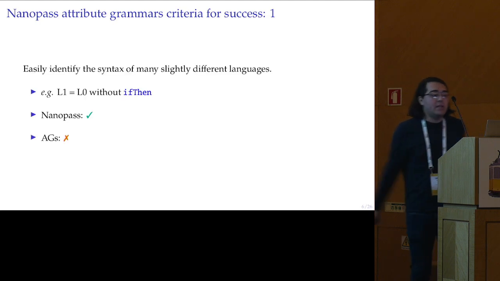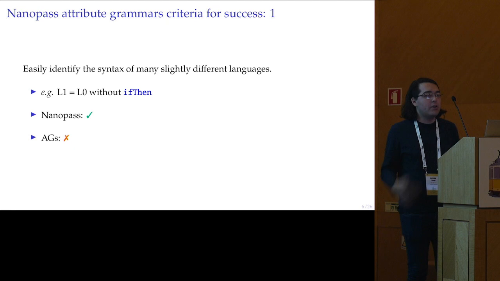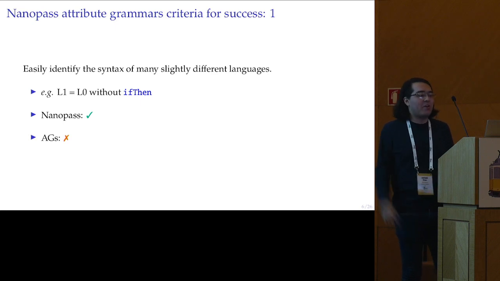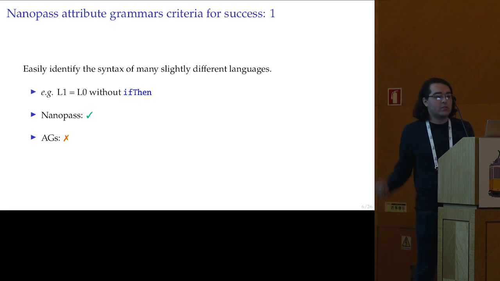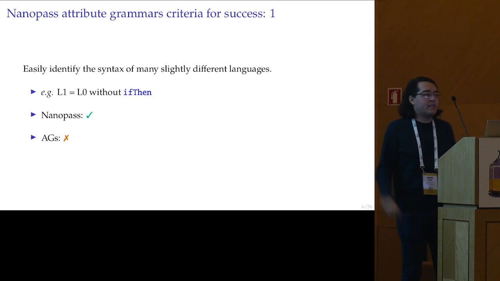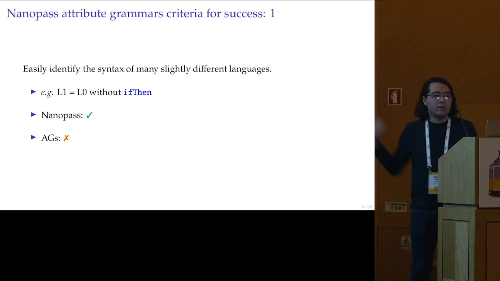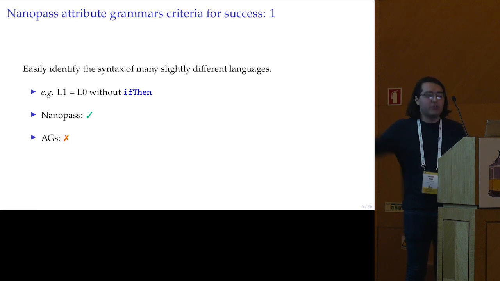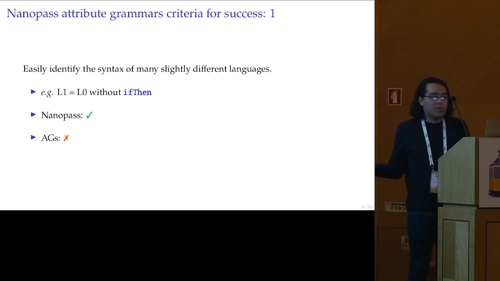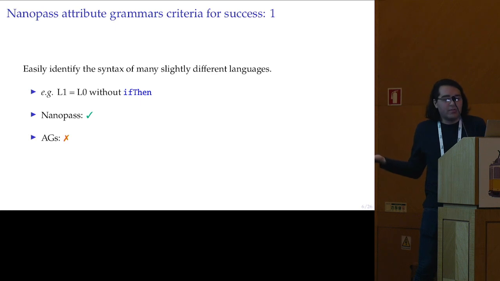First off, we need to easily be able to identify the syntax of many different languages. It shouldn't take much more effort than saying L1 is L0 without the if-then production. We certainly shouldn't have to re-specify the entire language. In the Nanopass formalism, this is a large part of the point. This is super easy to do there, well supported. Emulating this in attribute grammars is annoying. You're going to have to list out all of your non-terminals again and then copy all your productions over. If you need equations, write those again. So much boilerplate that you just don't do this.